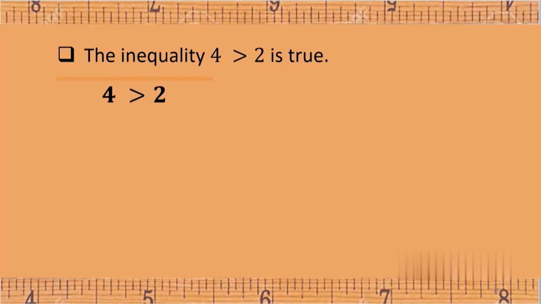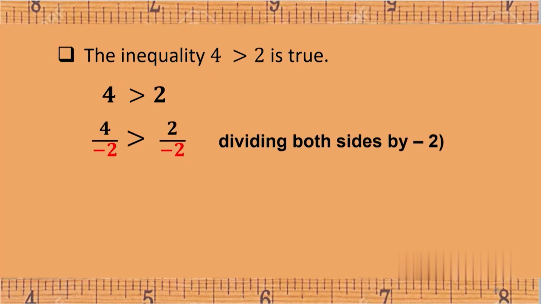There is an inequality 4 is greater than 2. Now, I divide both sides by minus 2, a negative number. 4 divided by minus 2 equals minus 2. 2 divided by minus 2, what is the answer? Yes, minus 1. Then minus 2 and minus 1, what is the biggest one? Yes, you know minus 1 is greater than minus 2.